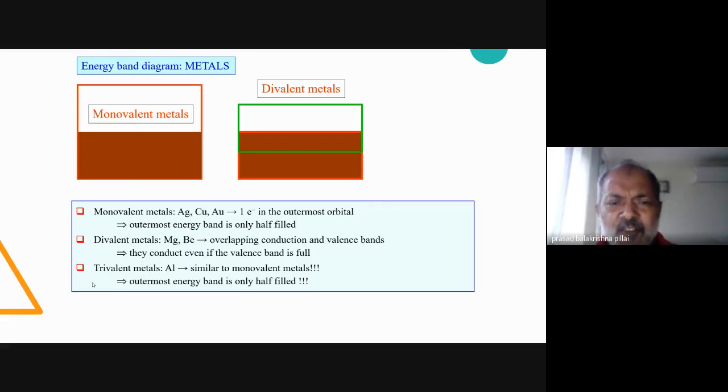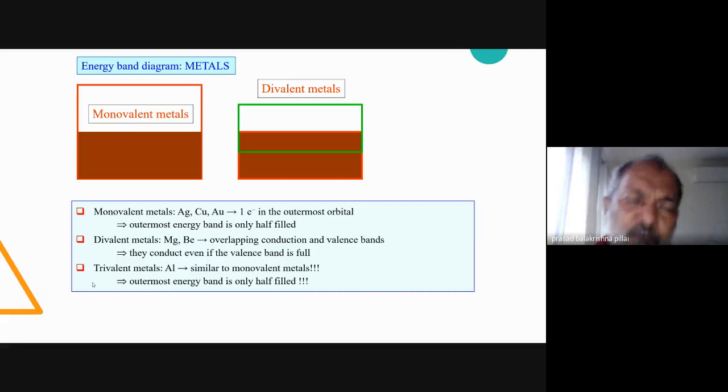So here you have in the divalent metals like magnesium, beryllium, etc. You have an overlapping conduction and valence band. So there are empty states available within the conduction band. So essentially only one band you can say. So there are empty states available, so they can conduct. So this is two kinds of metals which we see.